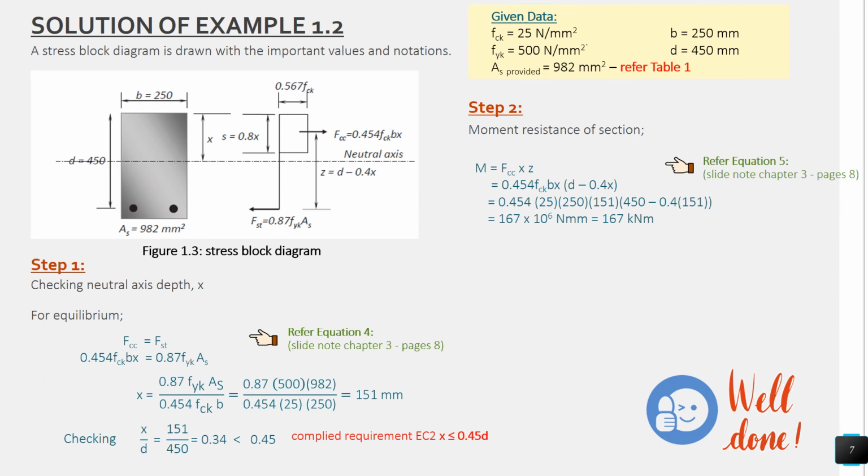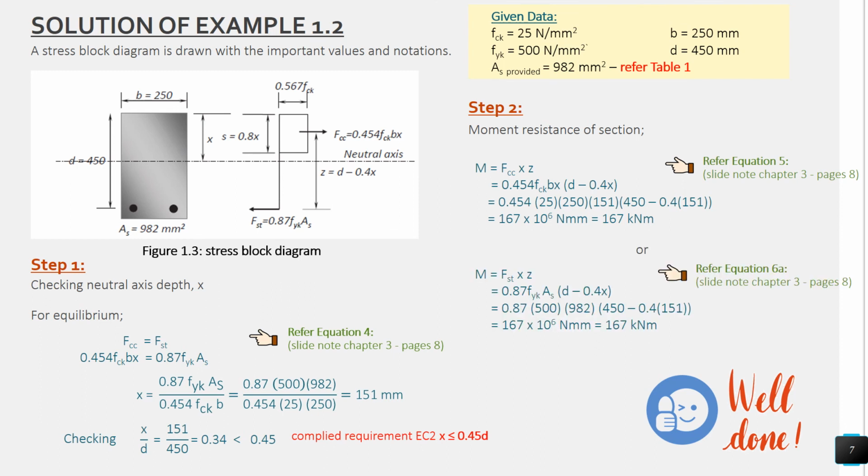Or we will use equation 6a to determine resistance moment: moment equals tension force of steel, Fst, times z. 0.87 fyk As multiplied by (d minus 0.4x). 0.87 times 500 times 982 multiplied by (450 minus 0.4 times 151). And the answer is 167 times 10 to the power of 6 N·mm or 167 kNm.